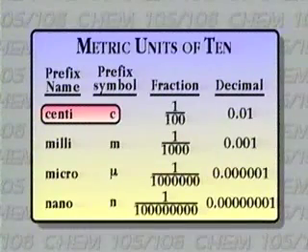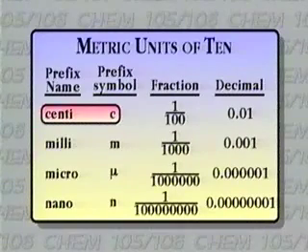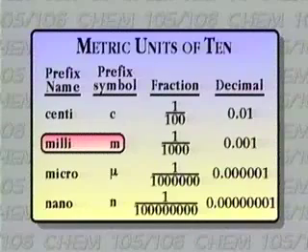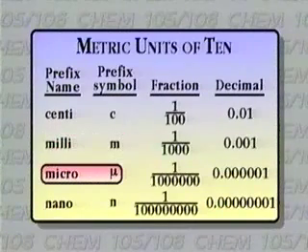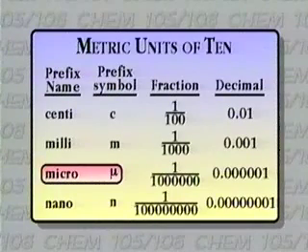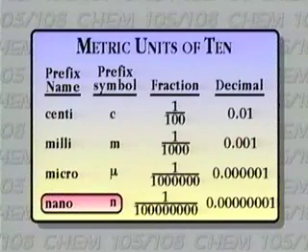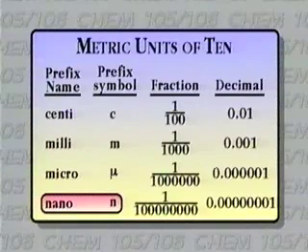Centi, 1/100th, or 0.01. Milli, a little m, for 1/1,000th of a unit. Micro, which is getting quite small now, is 1/1,000,000th. So we're talking about 0.000001 unit. And nano, which is getting very small, as you can see, is 1/1,000,000,000th, or 10 to the minus 9.